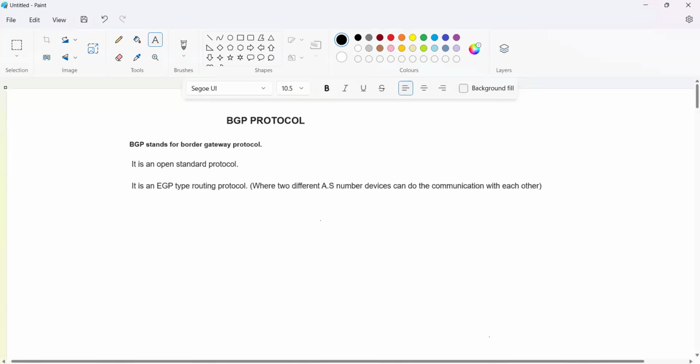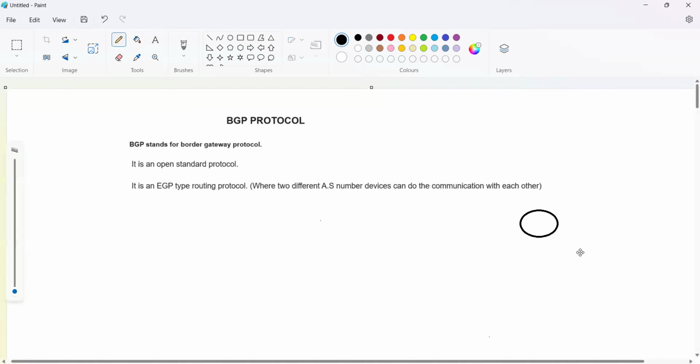Earlier we discussed IGP protocols. Within a LAN, we use the IGP protocols, those are OSPF, EIGRP, and the RIP protocol. Apart from that, IS-IS also. These all are the IGP protocols.